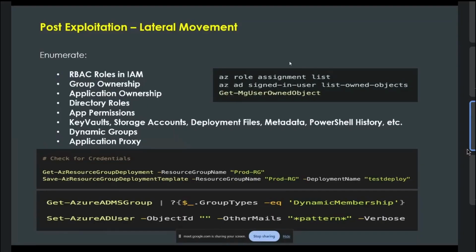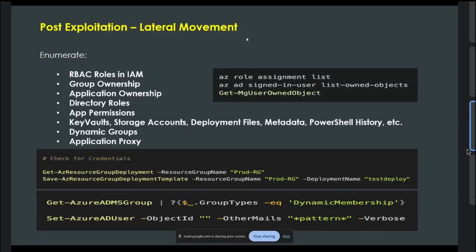So this Azure CLI as well as the PowerShell modules have certain filters like --assignee or --scope. We can fetch only the relevant information that we want. For example, what kind of access I have as an assignee on all resources.